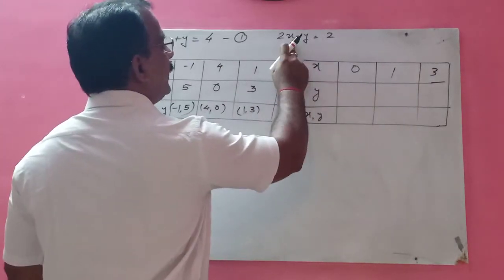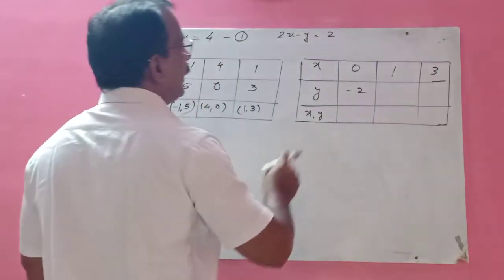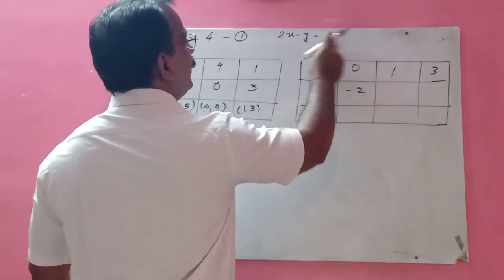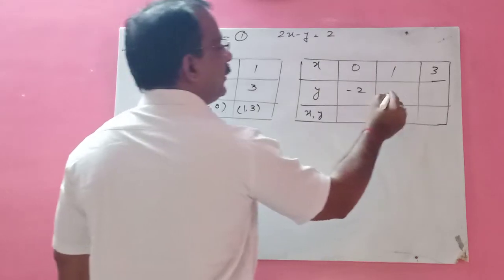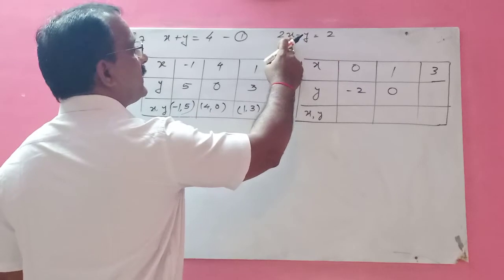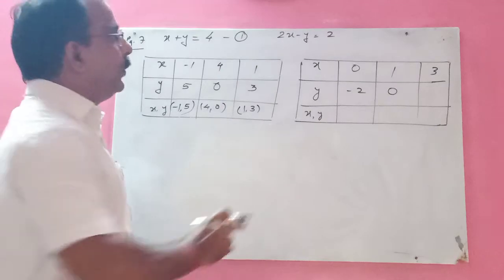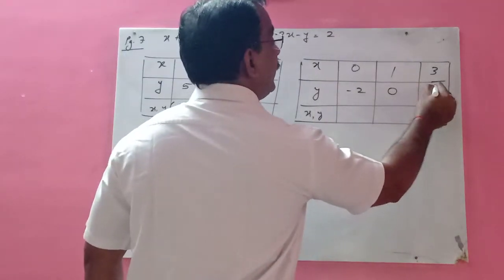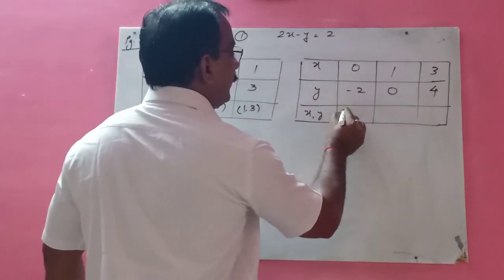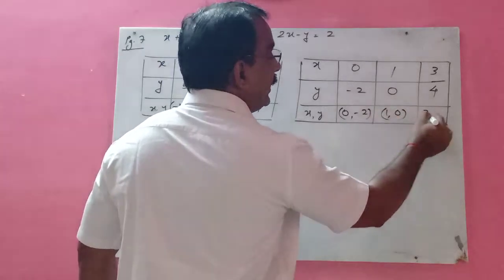If you put 0 here, this will become 0, minus y equal to 2, y equal to minus 2. If you put here 1, 2 ones are 2, transfer this side, you will get 2 minus 2, 0, minus y equal to 0, therefore y equal to 0. If you put 3 in this case, children, 2 3s are 6, transfer here, it becomes minus 6, 2 minus 6 becomes minus 4, minus y equal to minus 4 means y is plus 4. And here it is 0 comma minus 2, 1 comma 0, 3 comma 4.